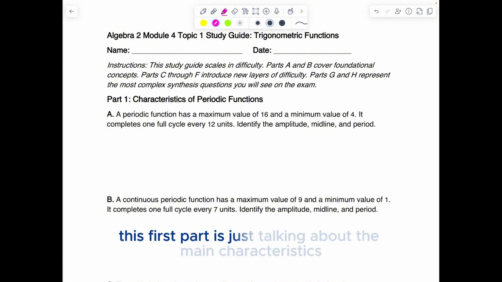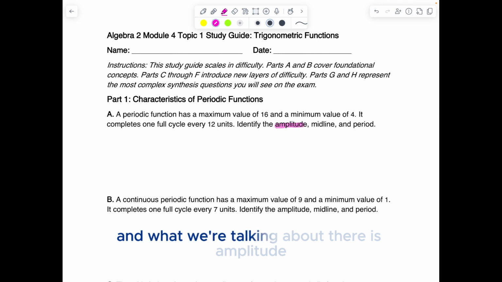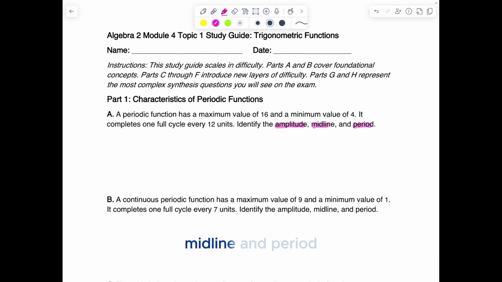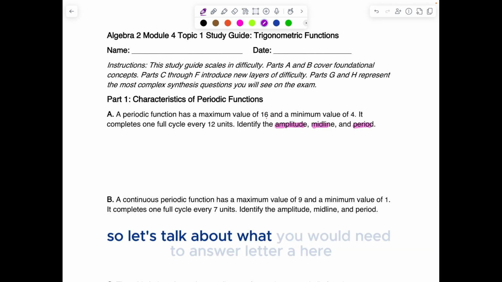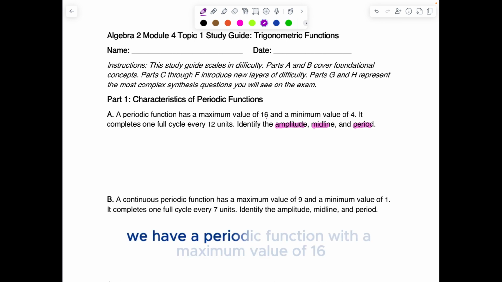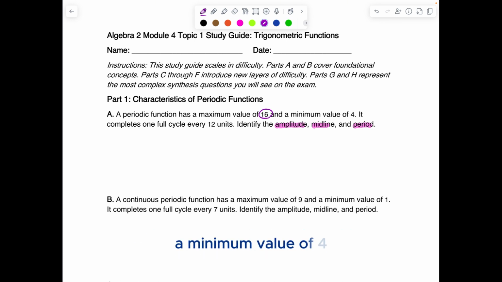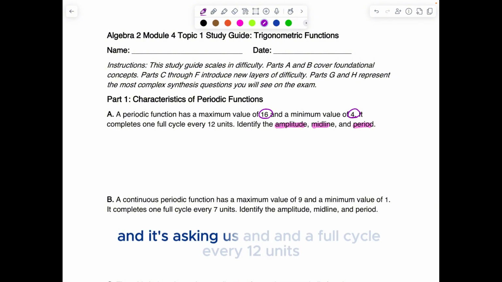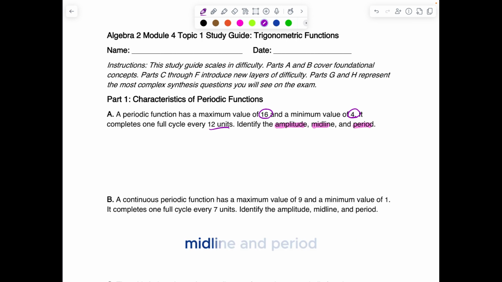This first part is just talking about the main characteristics of periodic functions, and what we're talking about there is amplitude, midline, and period. So let's talk about what you would need to answer letter A here, and then do just a little bit of explanation. This is telling us we have a periodic function with a maximum value of 16, a minimum value of 4, and a full cycle every 12 units, and it's asking us for amplitude, midline, and period.